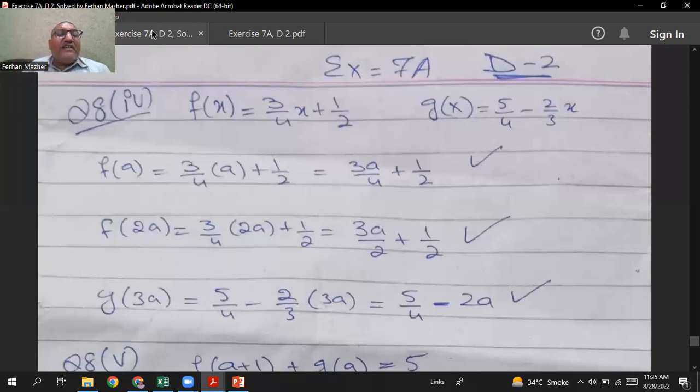The next part is find the g of 3a. In the formula of g of x, wherever there is the x, just substitute it with the 3a. So it will be 5 by 4 minus 2 by 3 into 3a. And that will be 5 by 4 minus 2a. So that's how you do this. Very simple.